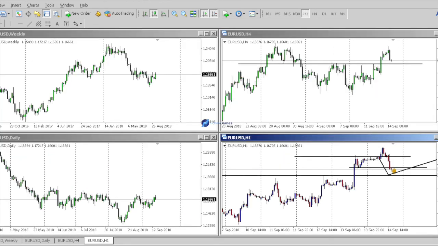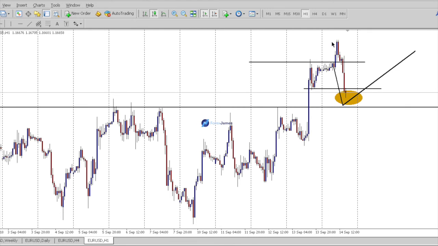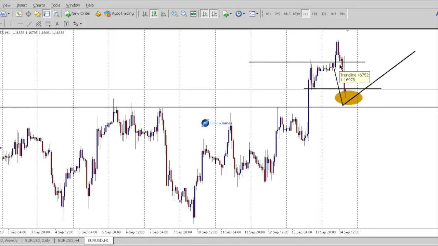So to answer question number 4, what would price do at the level? I had that fake out in mind all along. Those are the 2 live trade examples I've shown you using these 4 steps, and I hope that you'll be able to apply them to your own trading as well.